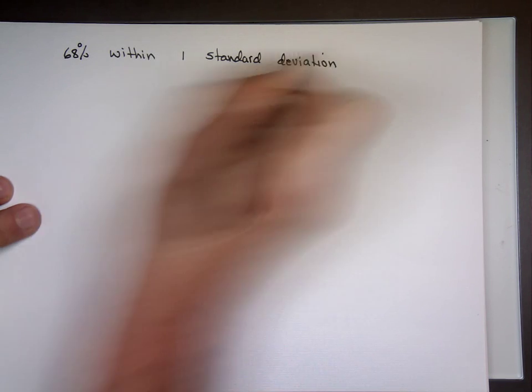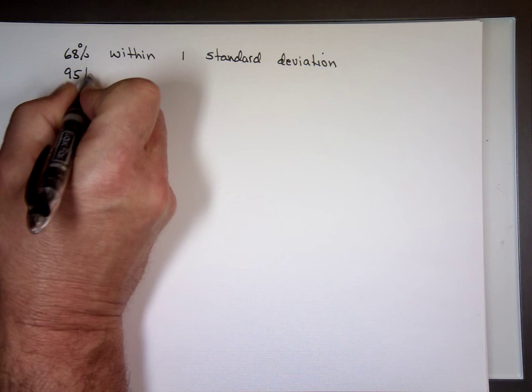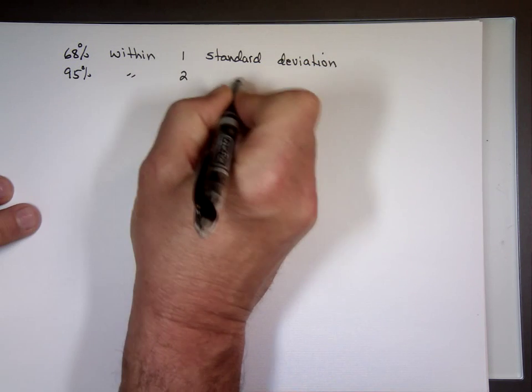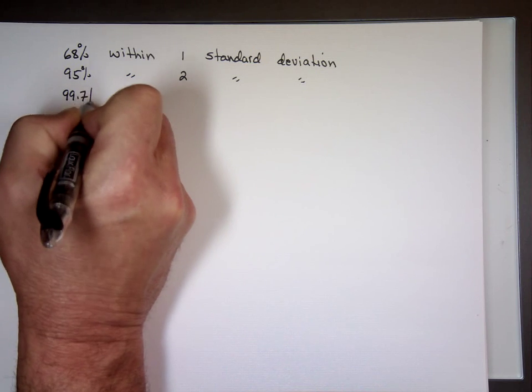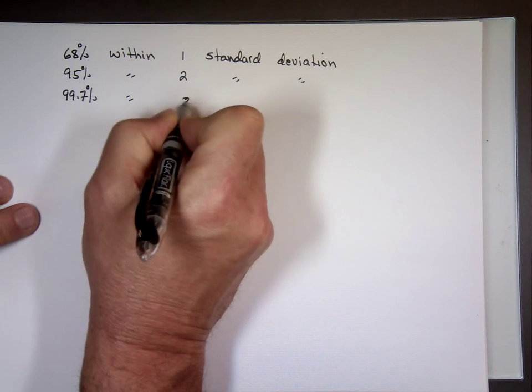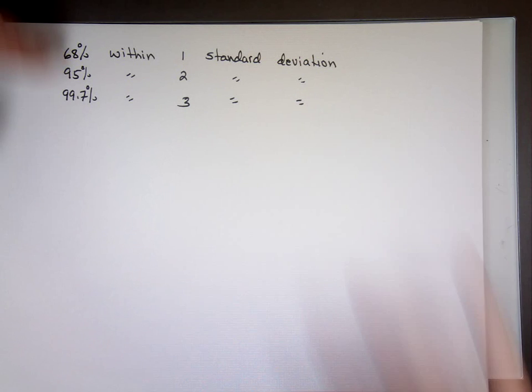We said 95% of the people within what? 2 standard deviations. And 99.7% within what? 3 standard deviations. And where did the math come from? Well, let's look at it.